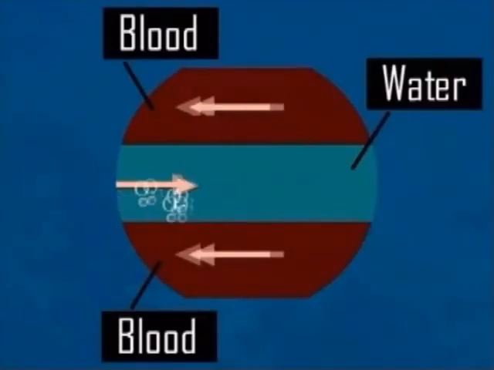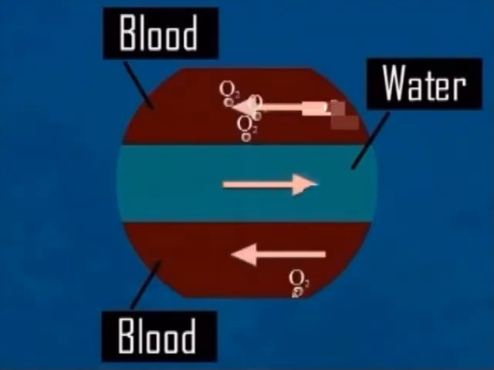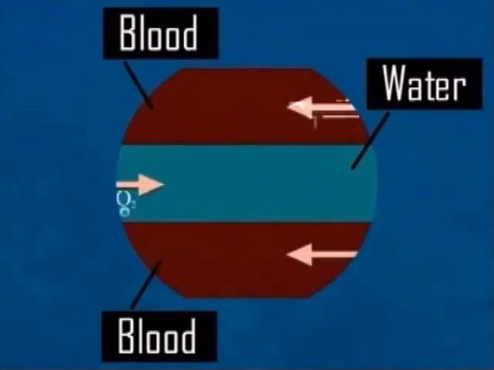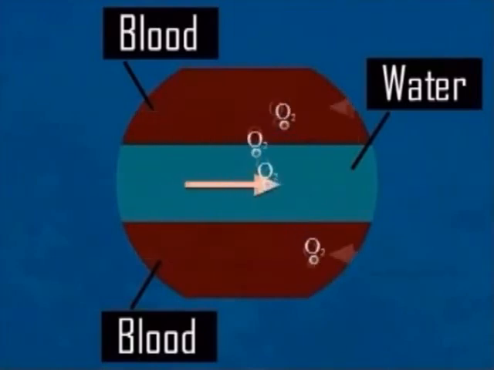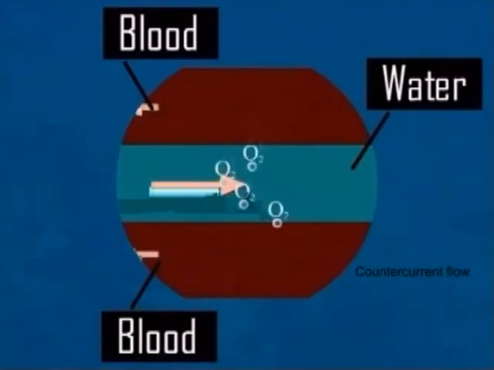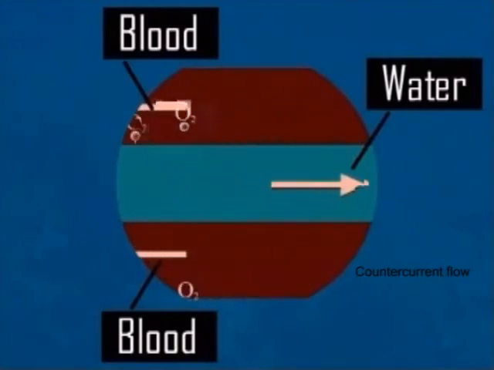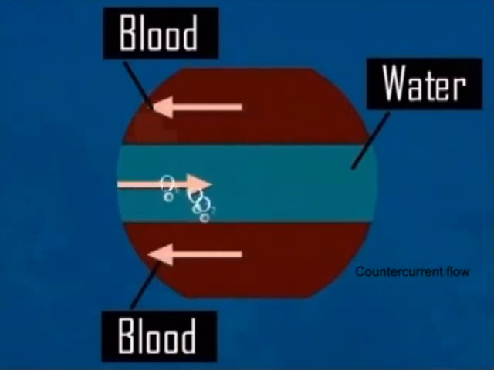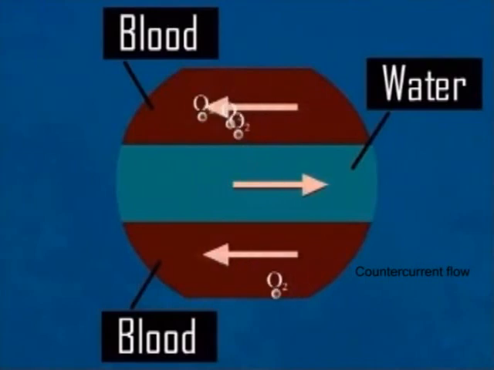Water flows through the gills in the opposite direction to the flow of blood in the capillaries, an arrangement called countercurrent flow. Countercurrent flow ensures maximum extraction of oxygen from the water into the blood. Meanwhile, the operculum remains closed.